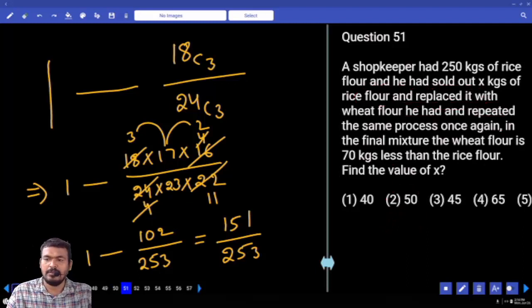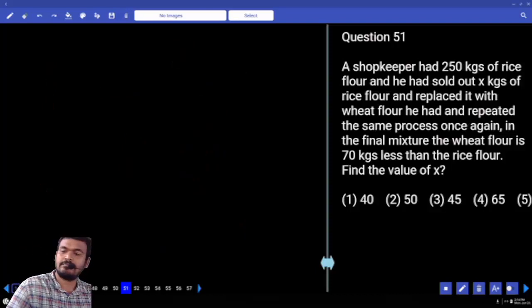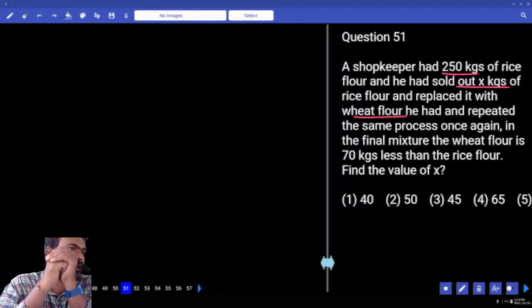Next question number 51. A shopkeeper had 250 kgs of rice flour and he sold X kgs of rice flour and replaced it with wheat flour, and he repeated the same process once again. In the final mixture, the wheat flour is 70 kgs less than the rice flour. Find the value of X. What is the initial weight? 250. In that how many kgs are taken? X kgs. Again it is replaced with wheat flour, means there is no change in total quantity. Initially 250, X are taken, again X are added, means there is no change in total quantity of the mixture.